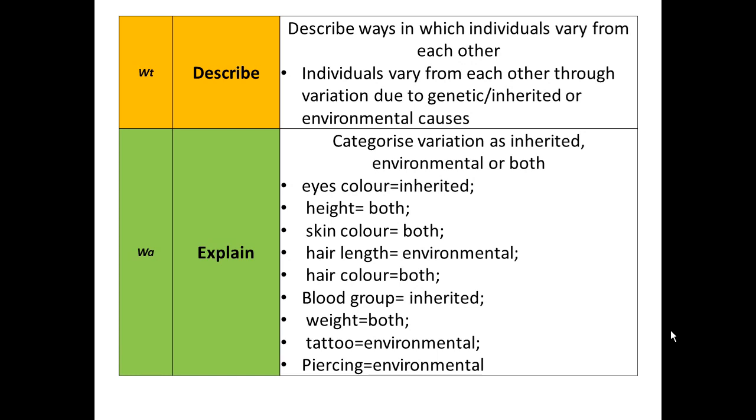Individuals vary from each other through variation due to genetic or inherited or environmental causes. Categorize variation as inherited, environmental, or both. So eye color is inherited, height is both, skin color both, hair length environmental, hair color both because you can change it, blood group is inherited, weight is both, tattoo environmental, piercing environmental.